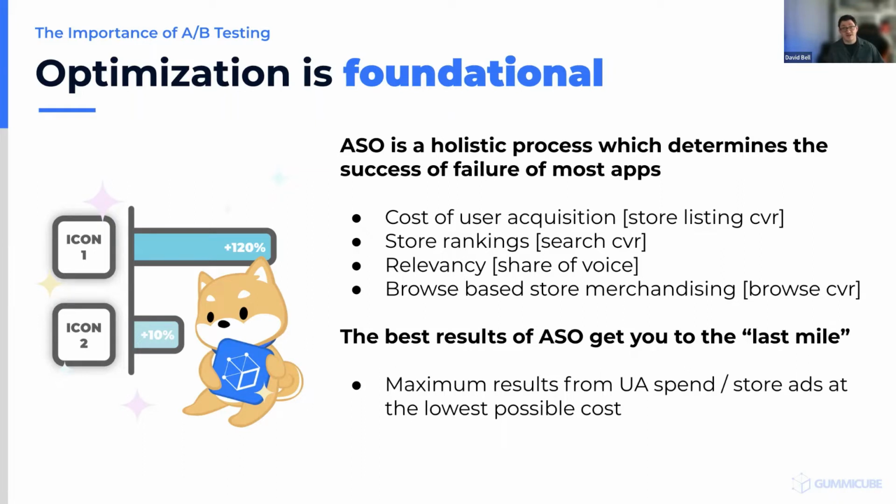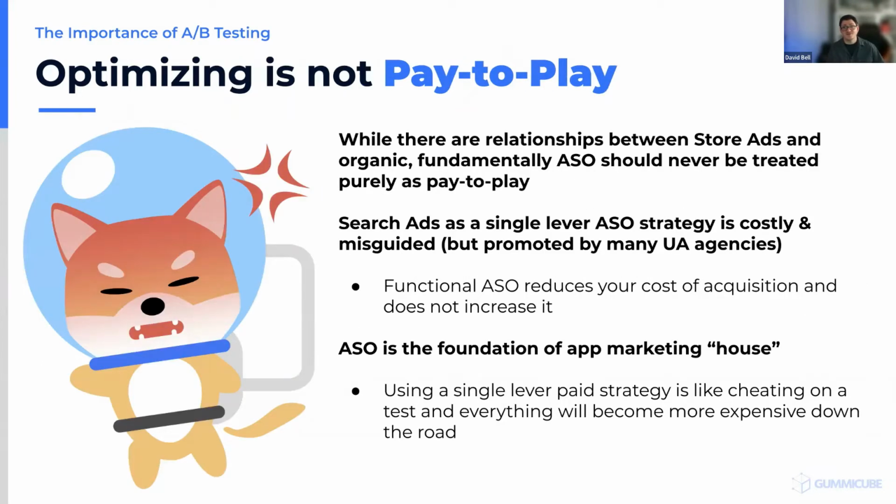When you're thinking about running an Apple search ads campaign, you want a greater share of voice. A big part of that is what you do from a store listing perspective. And of course, browse-based store merchandising has now been impacted by ASO, as when you look at many lists that are featured throughout the App Store and Play Store, Apple and Google are measuring conversion rates. When we think about ASO, we want to make sure that the success of ASO gets you to the last mile, where you have to spend the least amount of money to get the maximum amount of results and scale in your marketing campaigns. We also think it's important to note that optimization is not pay to play.